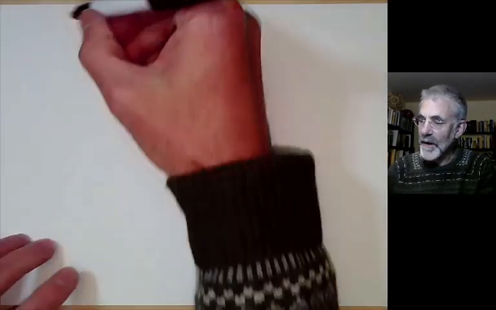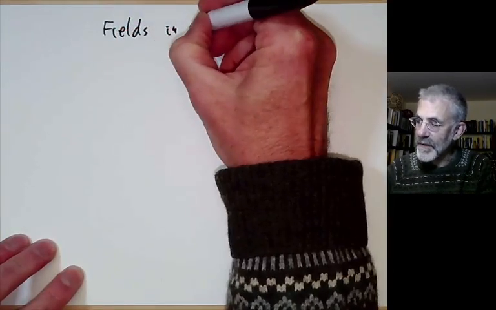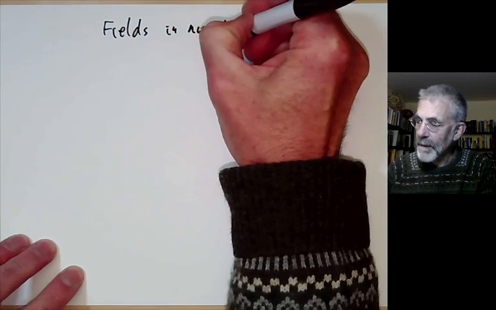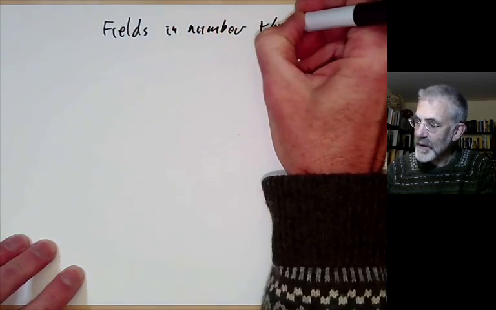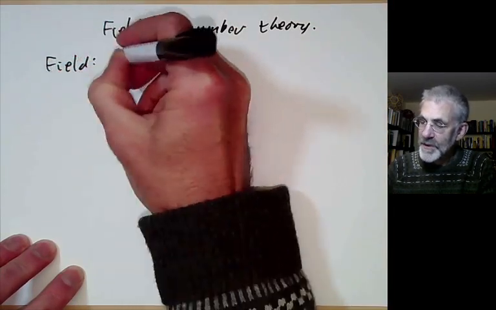This lecture is part of Berkeley Math 115, an introductory undergraduate course on number theory, and will be mostly about fields in number theory. So we'll first quickly just recall that a field is just a ring.